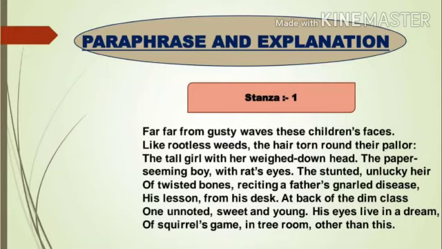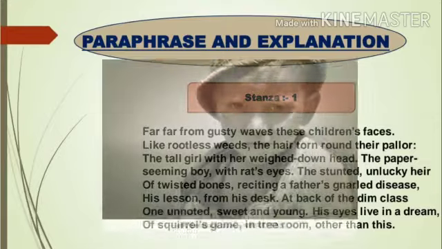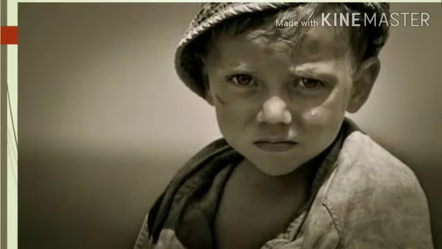At the back of the dim class, one unnoticed, sweet and young. Poet says that a sweet and young boy sits at the back of the dark room and he is unnoticed. In a dark corner of this same class, now dear students, please notice that the poet has expressed his opinion in the phrase dark room. This classroom has been called a dark room because the future of these children sitting in this classroom is totally uncertain.